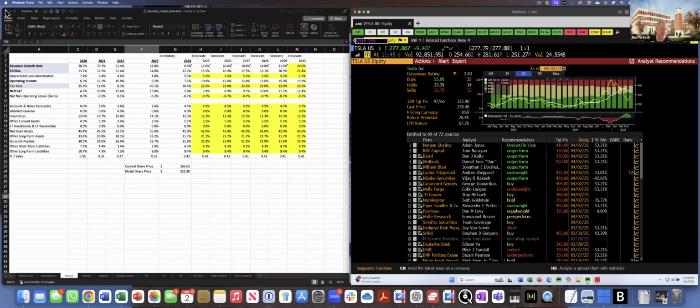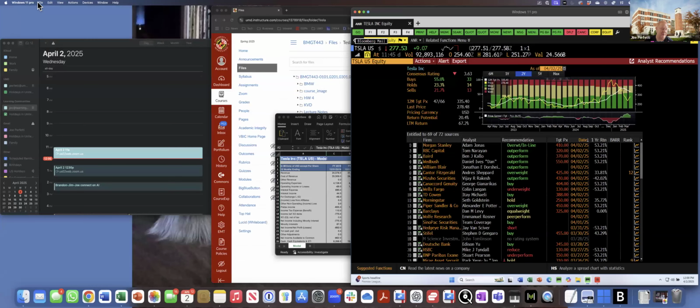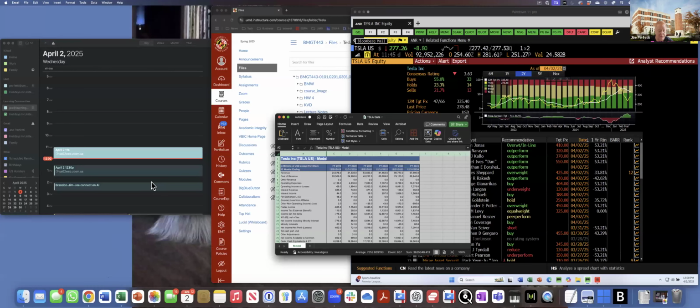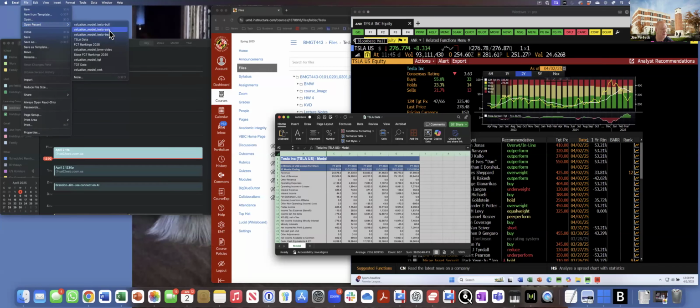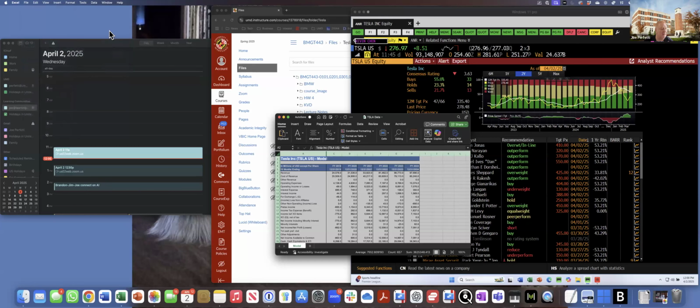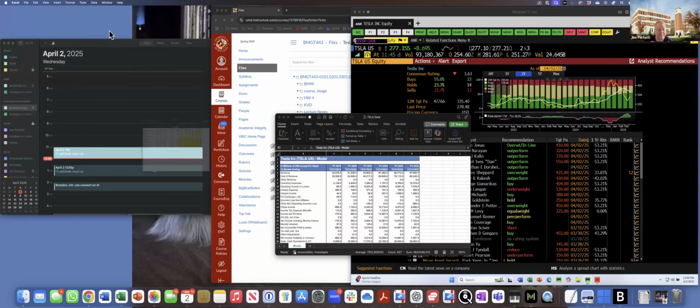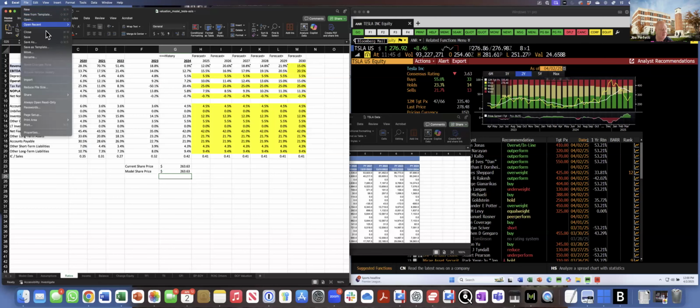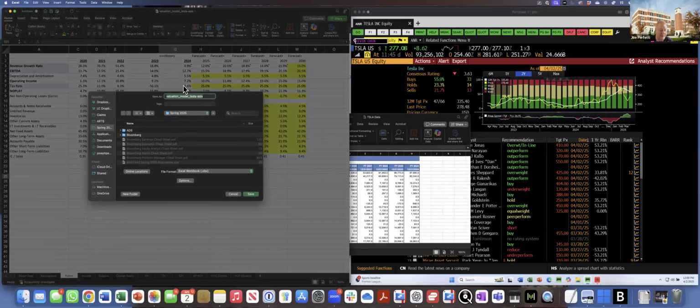So if I go back to the file, Excel, file, open as is, file, save as, target.